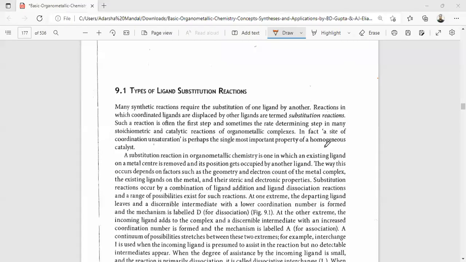Now I will discuss ligand substitution reactions in organometallic chemistry. Many synthetic reactions require the substitution of one ligand by another. Reactions in which coordinated ligands are displaced by other ligands are termed substitution reactions. Such a reaction is often the first step and sometimes the rate-determining step in many stoichiometric and catalytic reactions of organometallic complexes. In fact, a site of coordinative unsaturation is perhaps the single most important property of homogeneous catalysis.